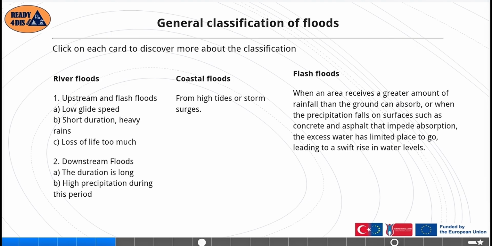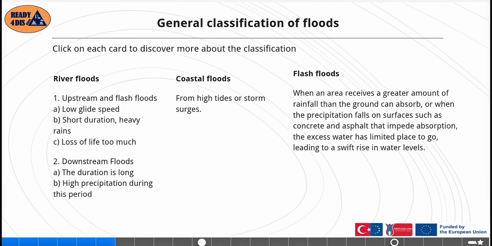Floods can be classified into three main types: river floods, coastal floods, and flash floods. River floods are divided into two categories: upstream floods, which usually have a low flow speed, short duration and heavy rainfall, but they can result in significant loss of life. Downstream floods, on the other hand, last longer and involve high levels of precipitation over time.